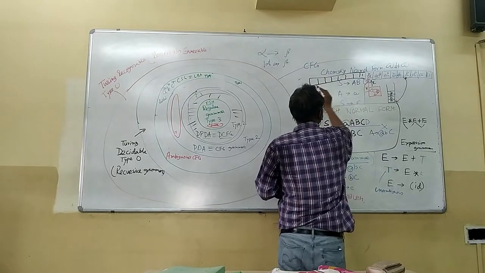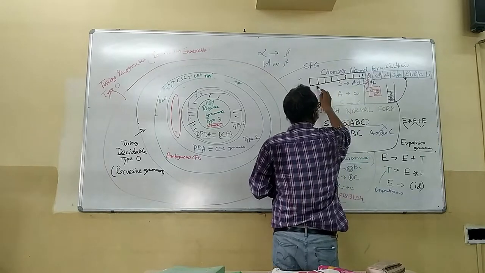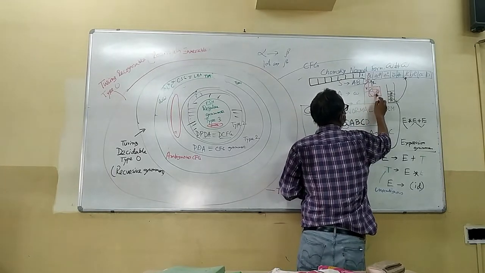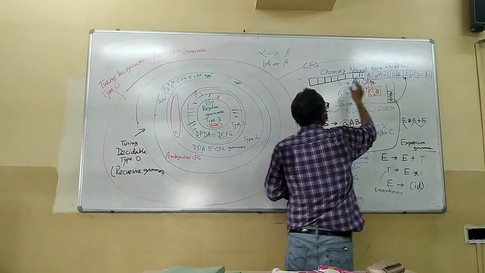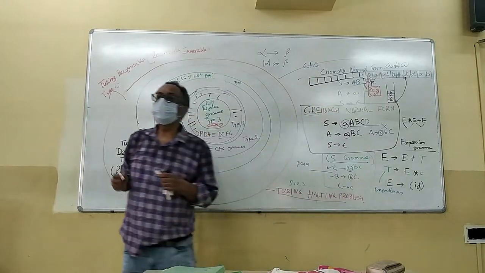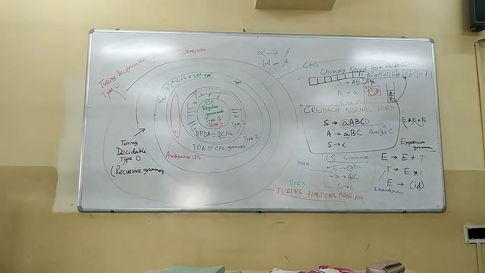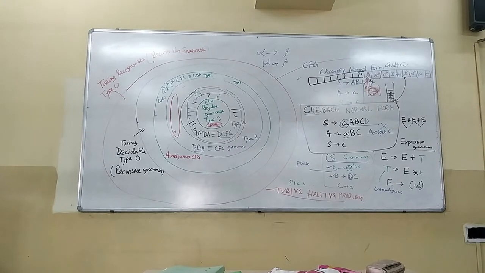This program, after reading this Turing input, becomes a different machine altogether. So that is the universal Turing machine. What is a universal Turing machine? Before the data comes, a 0-1 string is there to adjust your finite state machine. That is how your machine is.